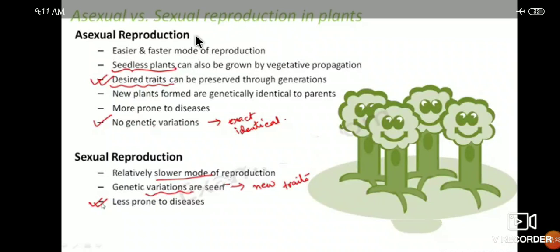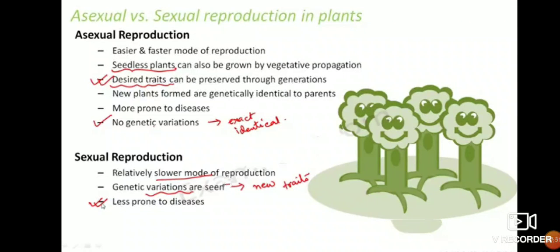So now we shall discuss what we mean by asexual versus sexual reproduction in plants. They ask to write the difference between asexual and sexual reproduction in plants. So first, asexual reproduction. In this one, it does not require both male and female reproductive parts. So the parent plant will be divided and then that grows into a new plant. So it is an easier and faster mode of reproduction.